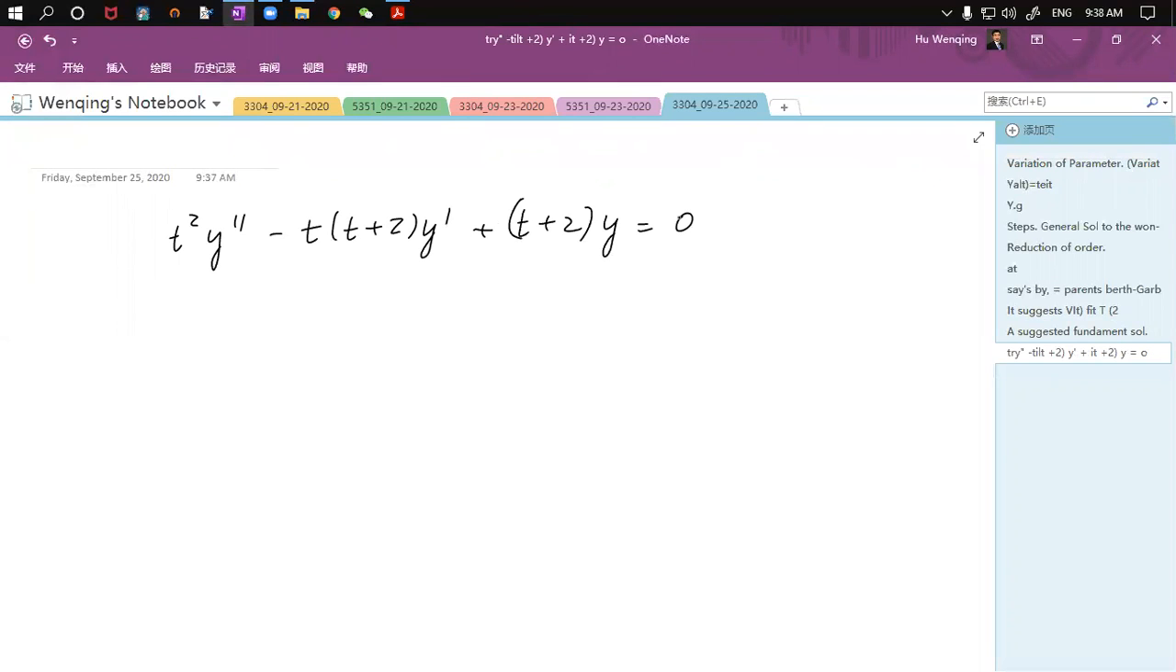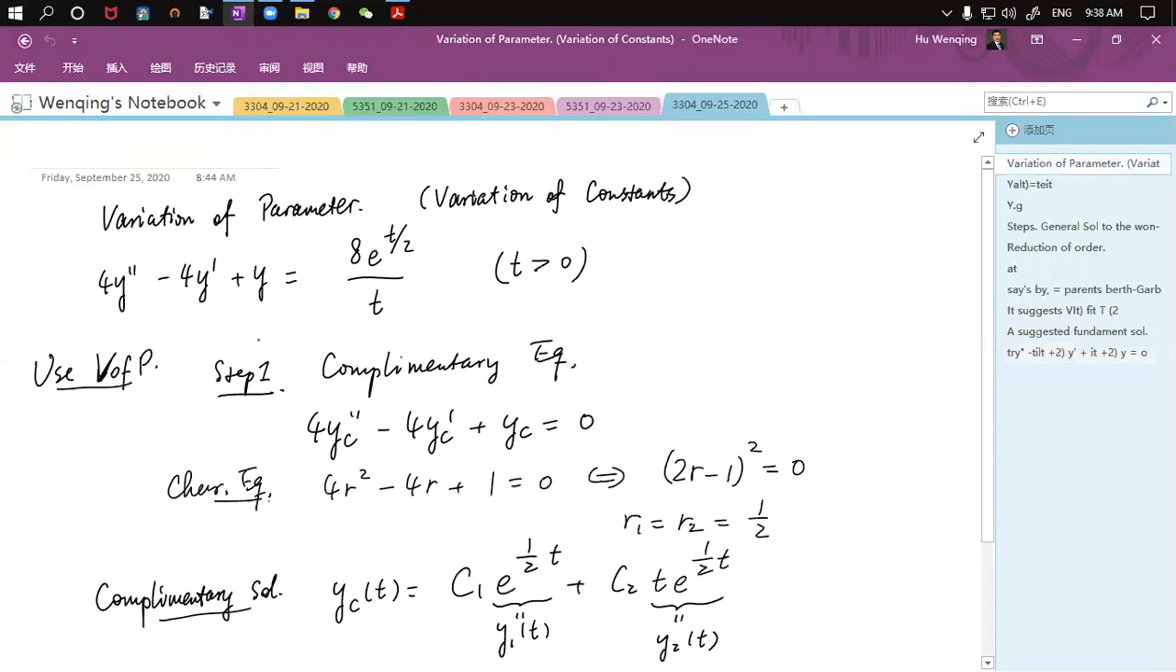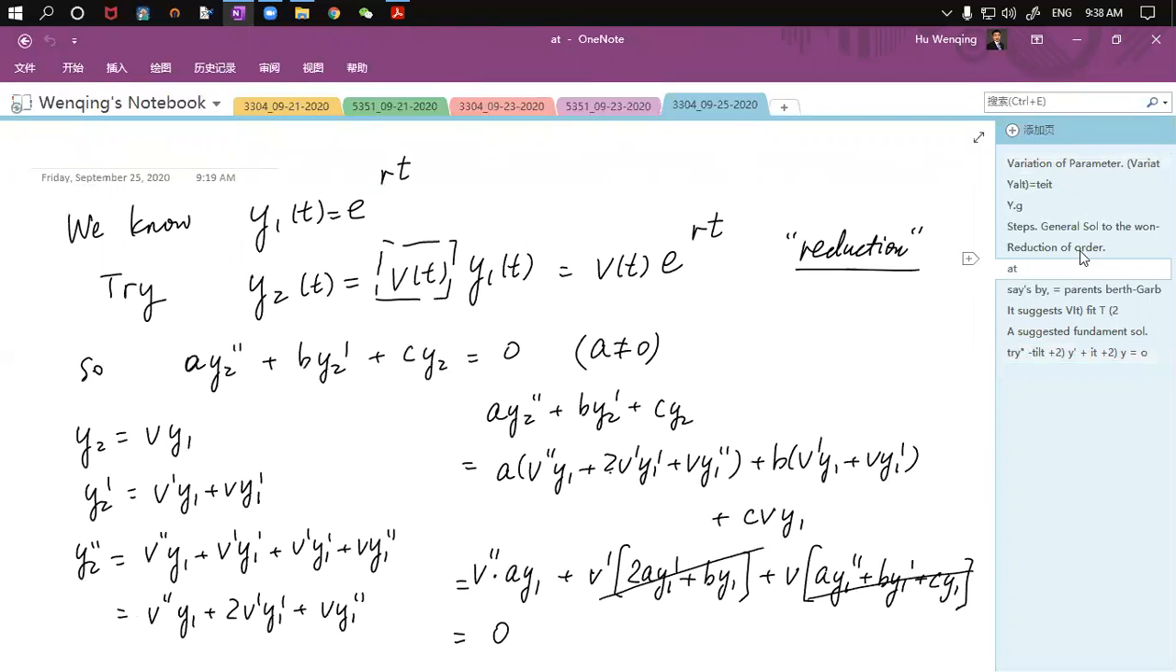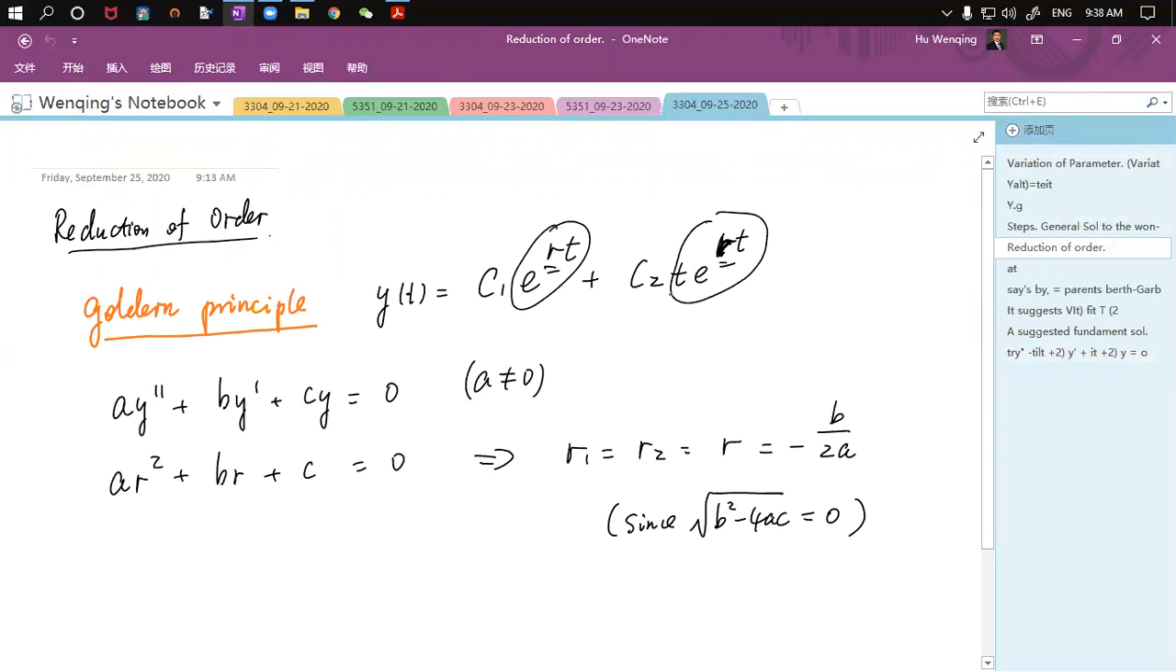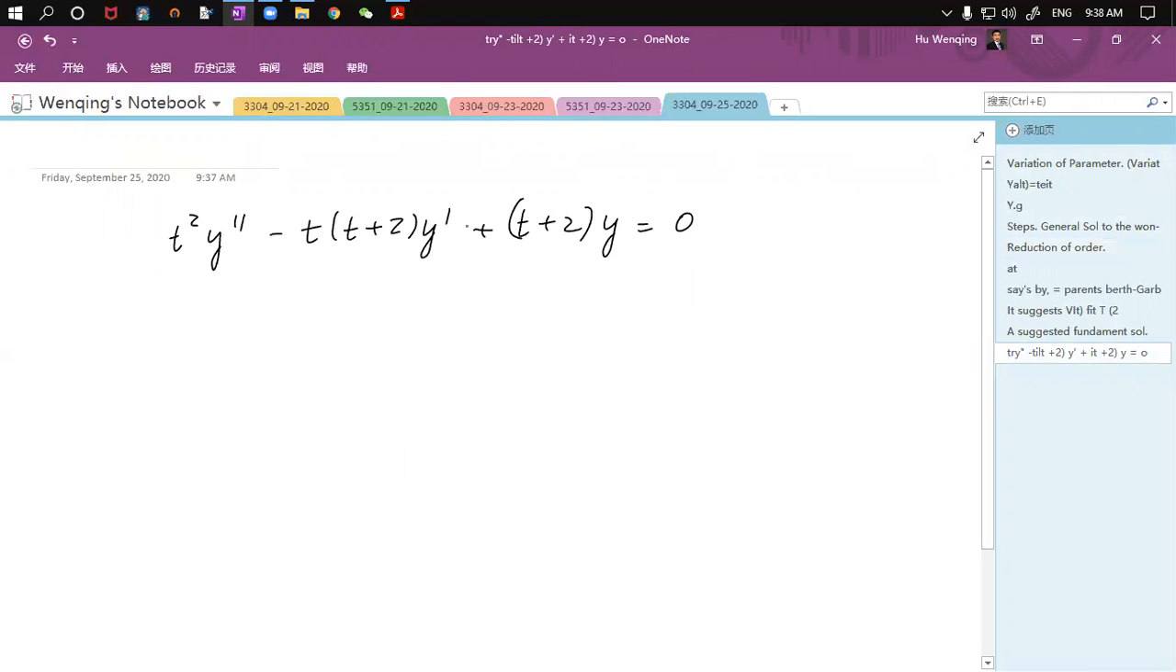The golden principle that we talked about before was just a method of finding the solutions to constant coefficient equations. But in general, if the problem looks like this, then it's going to say that the first solution is equal to t. So you never see even e to the power of something, because this is not a constant coefficient equation. The previous theory never applies, and you have to look for something new. That's why we want to use reduction of order.